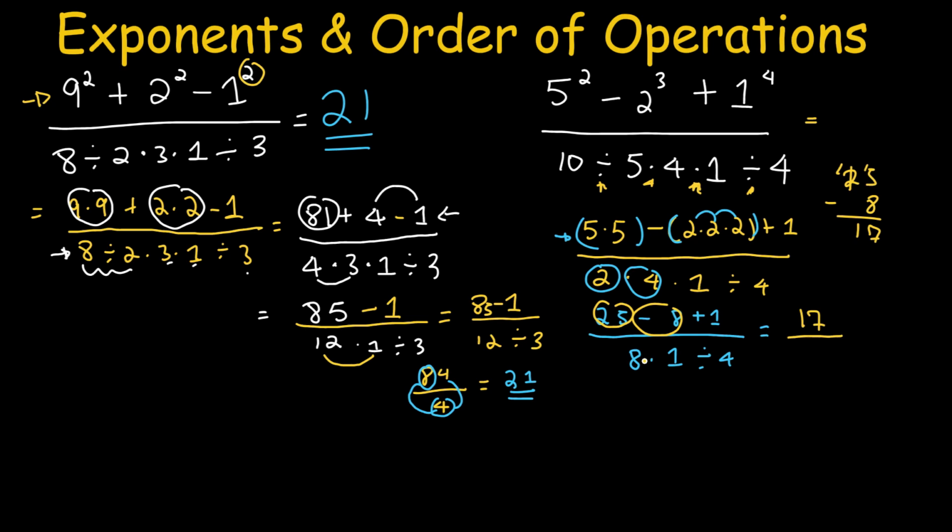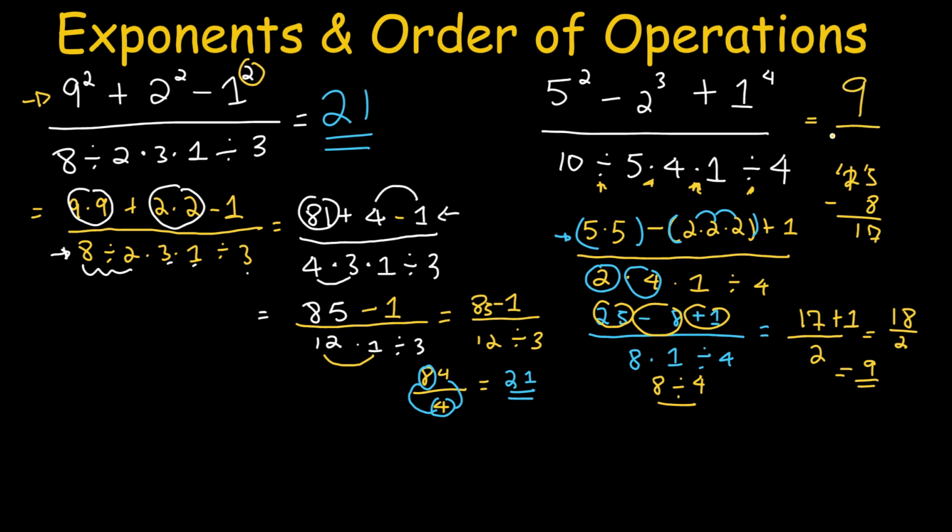So 17, and now 8 times 1 will be 8. And divided by 4 now, 8 divided by 4 is simply 2. And now we need to finish working on the numerator. We have this 1 here, so 17 plus 1 will be 18 divided by 2. So 18 divided by 2 is 9. So this is our answer.